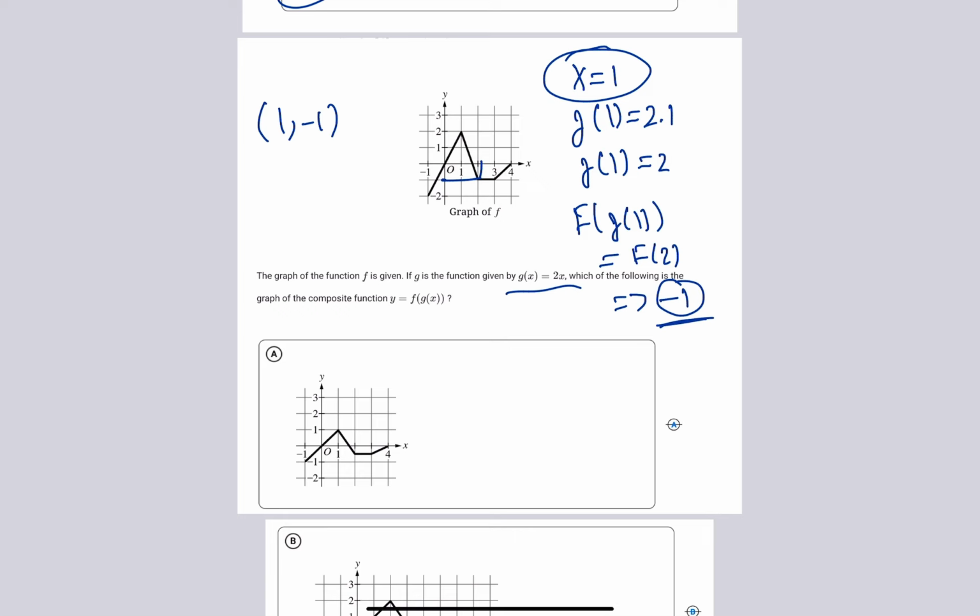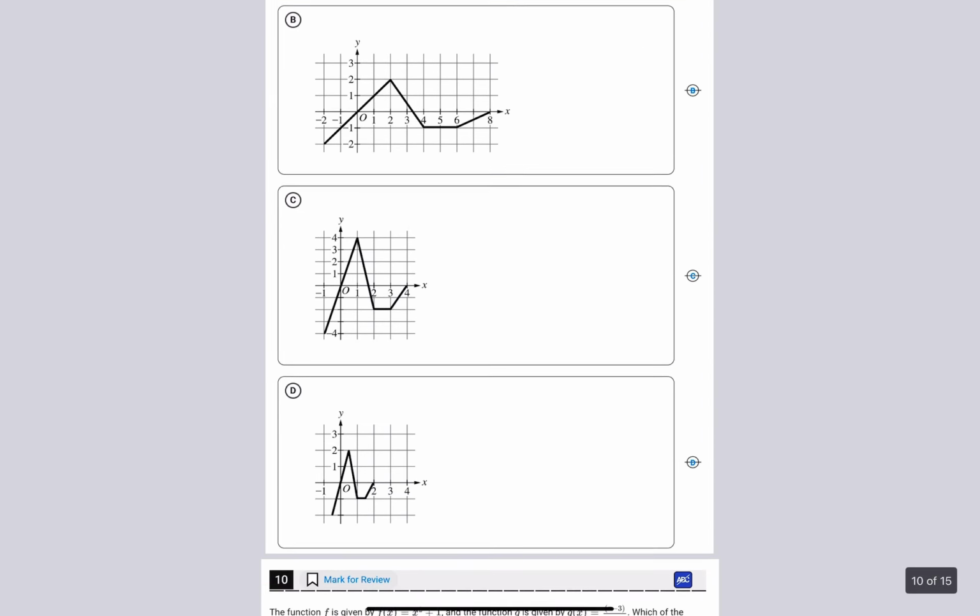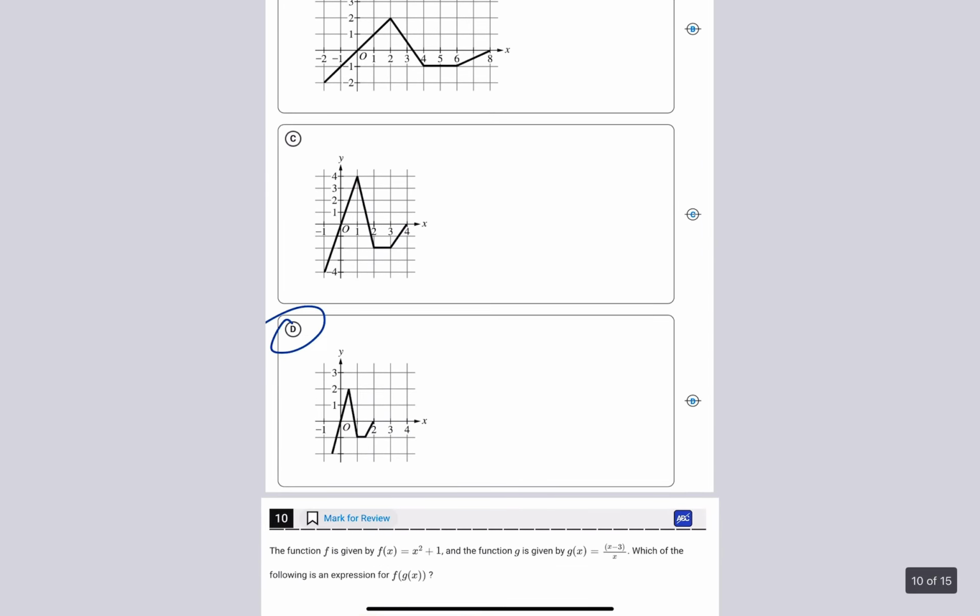So first, you fix an x value. Then you find whatever function you've been given, let's say g of x or f of x. In this case, it was g of x, which is 2x. And then you go on and find its composite, which is f of g of x. And you find the value of f of g of x by looking back at the graph. So 1, negative 1 would be option D. That's it.